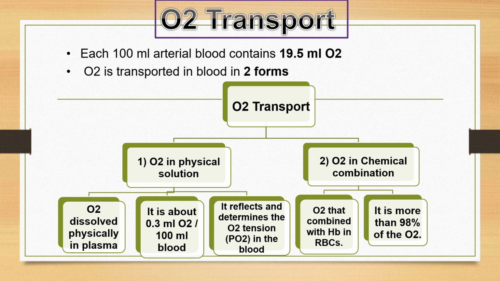Also, we will have oxygen in chemical combination. By the oxygen chemical combination, we mean the oxygen binding to hemoglobin, and it contains around 98% of oxygen. So around 98% of oxygen is present in chemical combination with the hemoglobin, and it is affected by anemia, of course. But a small amount, maximally 2%, or around 0.3 ml of oxygen per 100 ml, is physically dissolved.